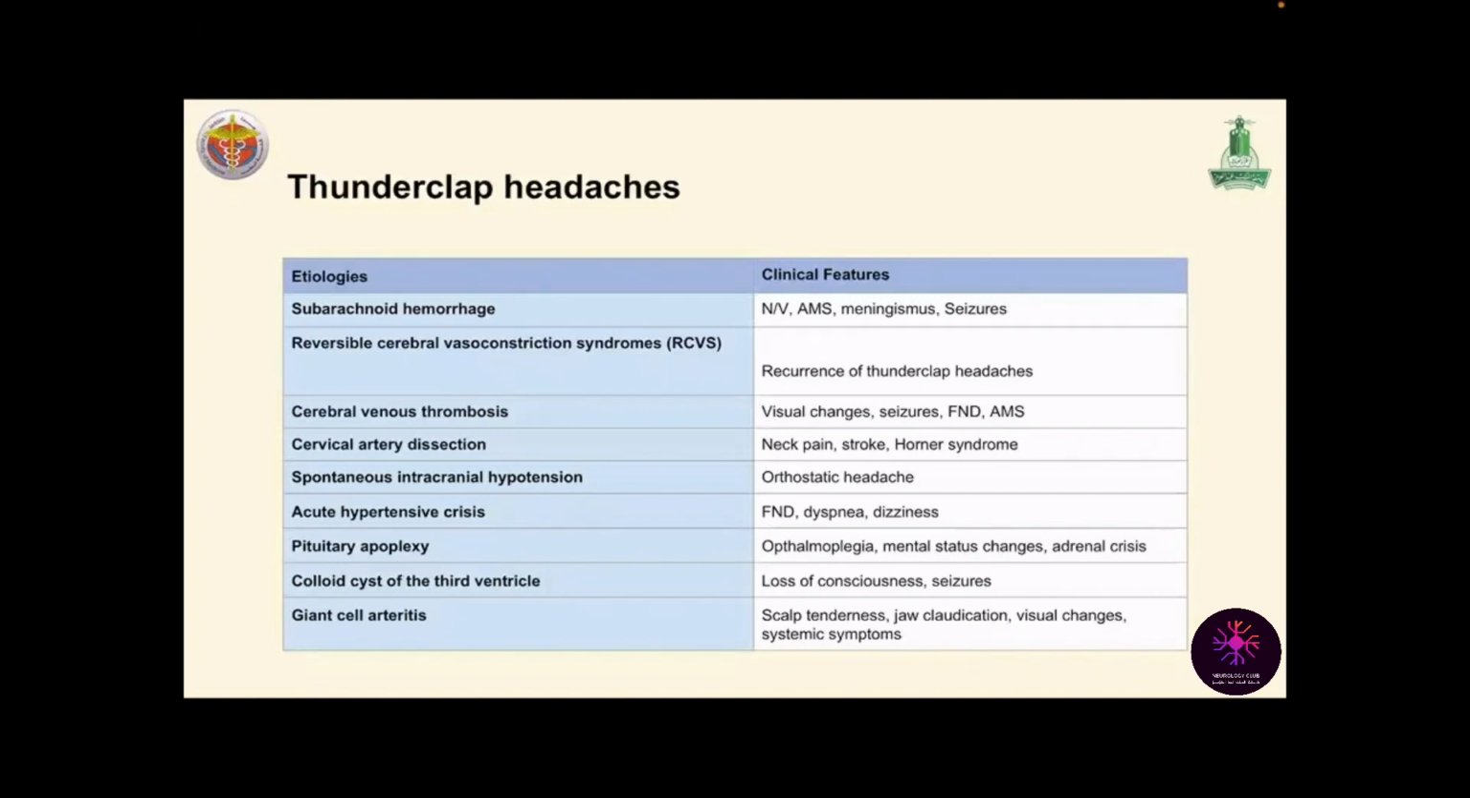Okay, and then one other condition is acute hypertensive crisis. They could present with thunderclap headache or other manifestations of hypertensive crisis like chest involvement. So they can also have some dyspnea, chest pain, dizziness. Then, less commonly as a presentation of the thunderclap headache, we have pituitary apoplexy. Patients with a background of pituitary adenoma can progress to have pituitary apoplexy, which is a hemorrhage or infarct.